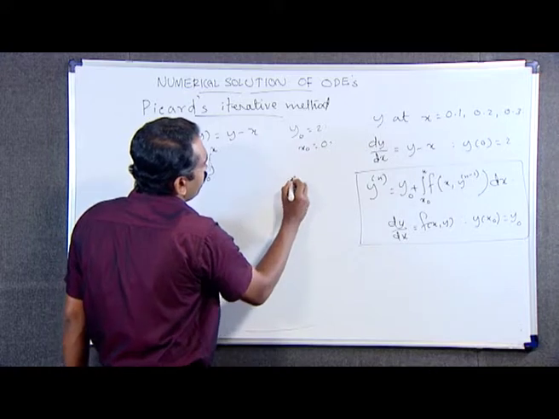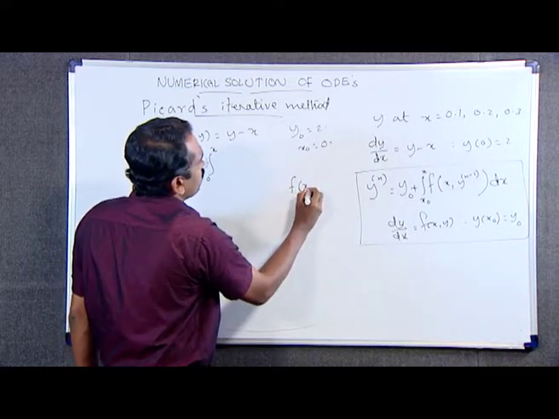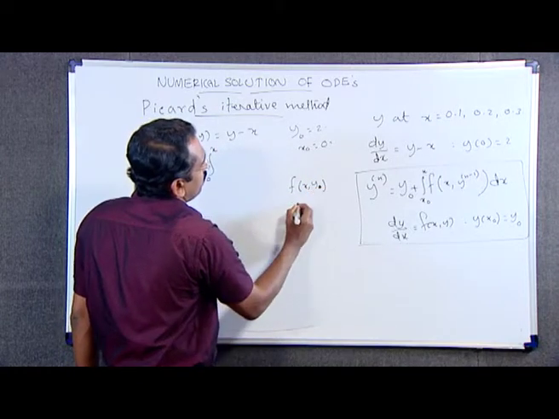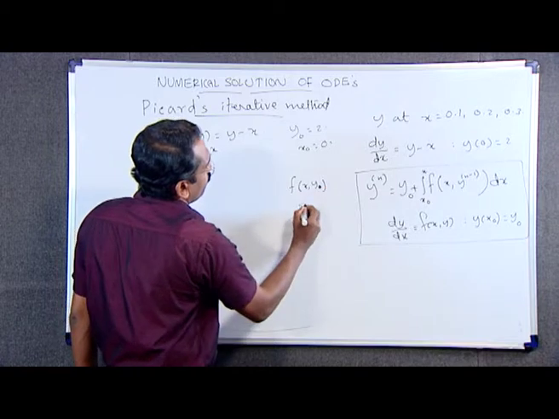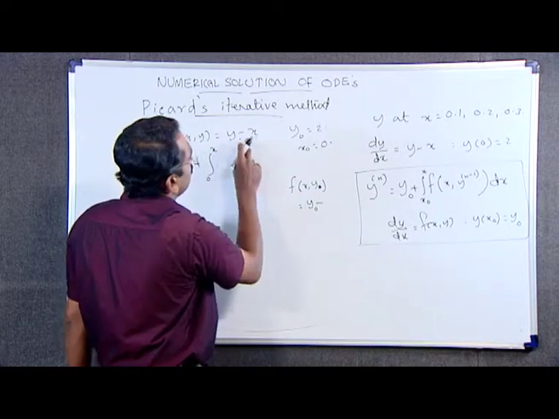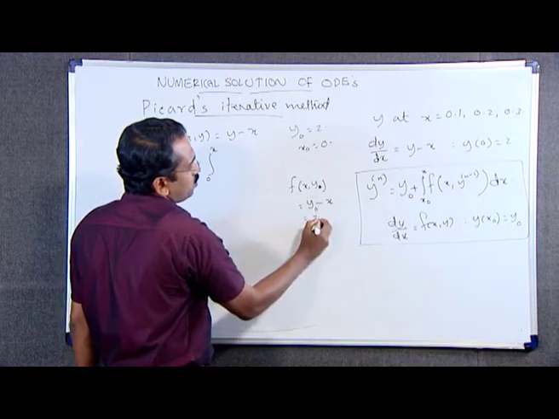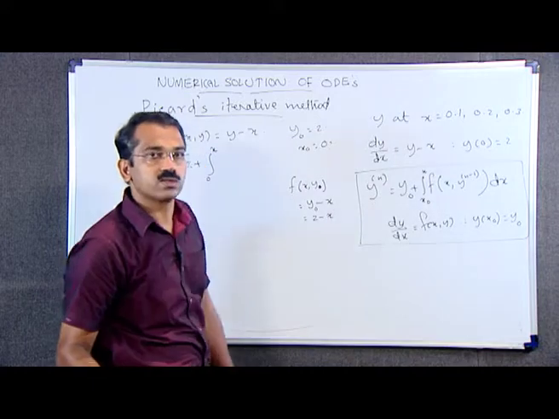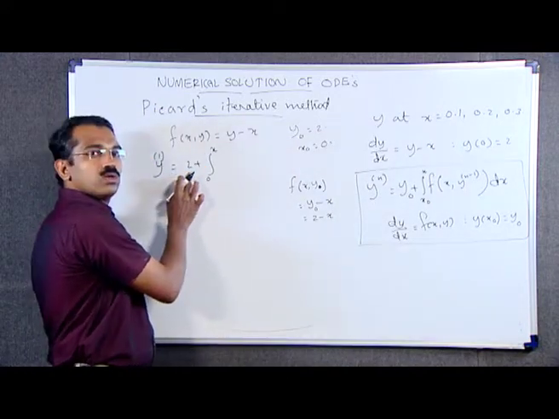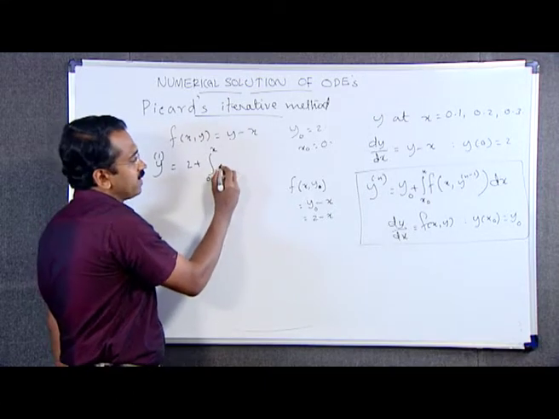Therefore, f of x comma y naught is equal to y naught minus x. Here y naught is 2, that is 2 minus x. Therefore, we can write y 1 is equal to 2 plus the integral from 0 to x of (2 minus x) dx.